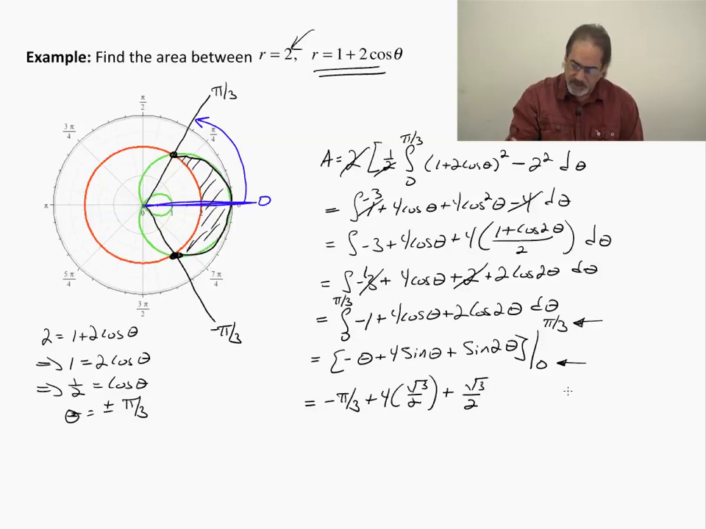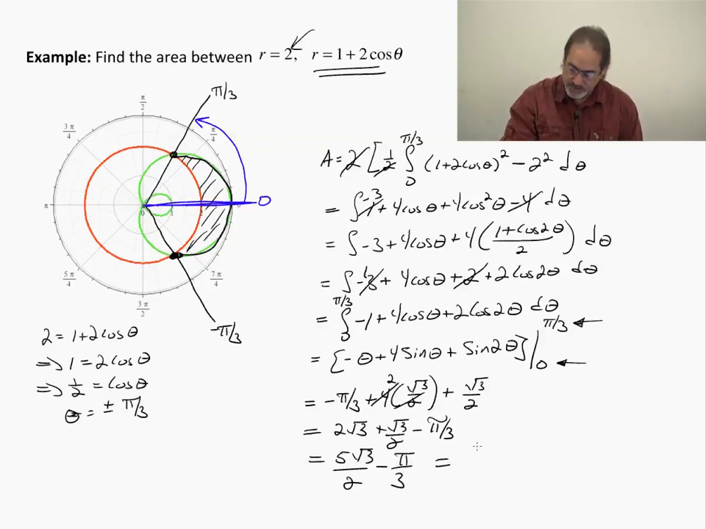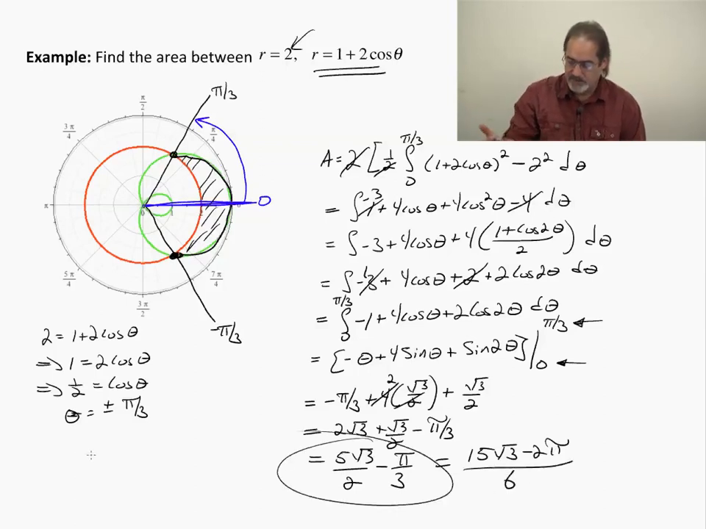And there's my solution. I should simplify it, work with it a little bit. That's going to cancel, give me a 2. So I'll have 2 root 3 plus root 3 over 2 minus pi over 3, which is going to be 5 root 3 over 2 minus pi over 3, which to me is fine. Or you could say this is going to be 15 root 3 minus 2 pi over 6. I'm good at that point. But anyway, there you go. There's your solution.